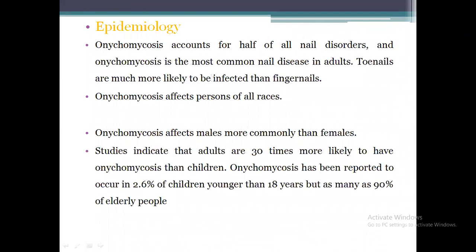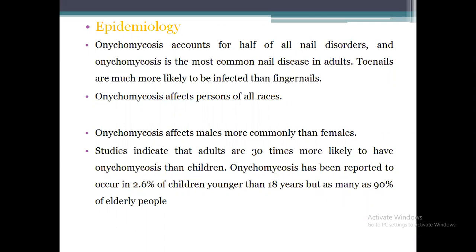In epidemiology, onychomycosis accounts for half of the nail disorders and is a main nail disorder in adults. Toenails are more prone to develop this disease compared to fingernails. As we know, they are in a more moist area, and most of the time they are in shoes. That can be a reason for that.